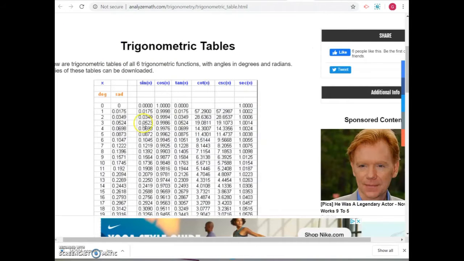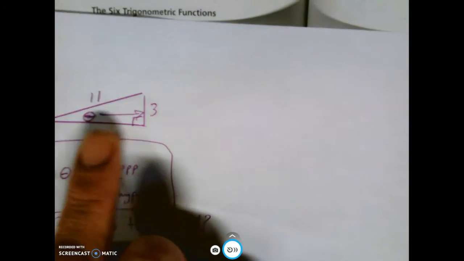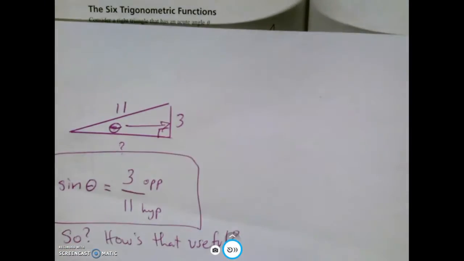So then we go to this trig table and say which angle has a ratio of about 0.27. Ooh, that's really close, right there. 0.2756. So right around the sine ratio of 0.2756, that means 16 degrees. Our triangle was probably about 16 degrees. Okay. I didn't draw this very accurately. I didn't draw it to scale, so to speak.